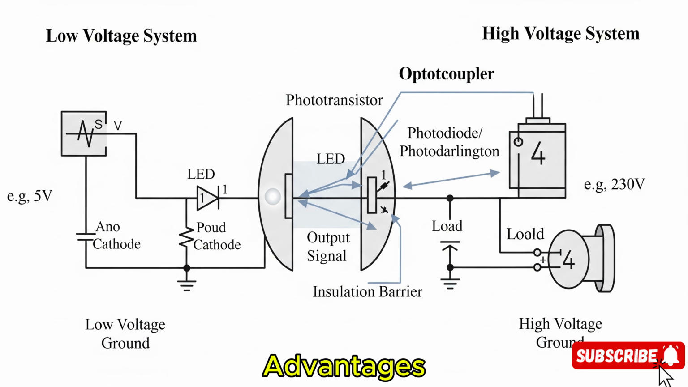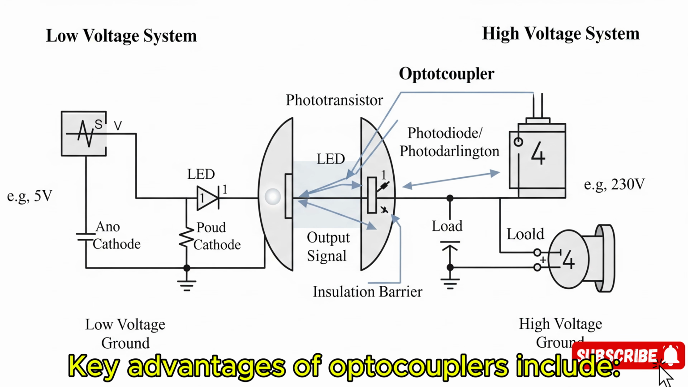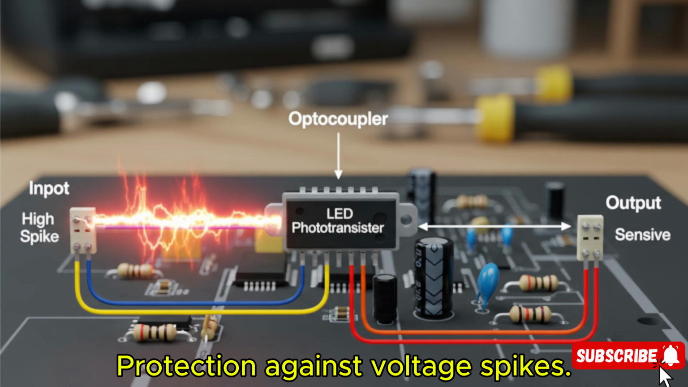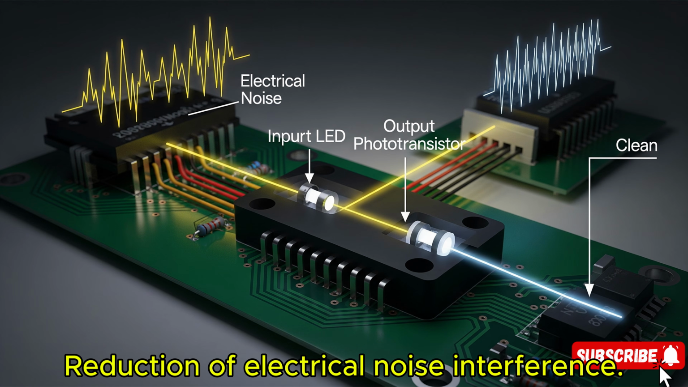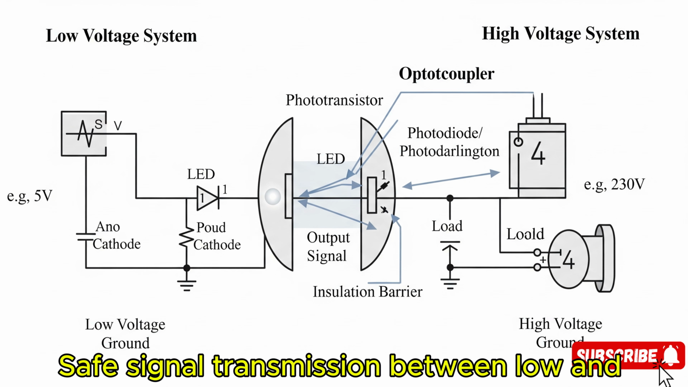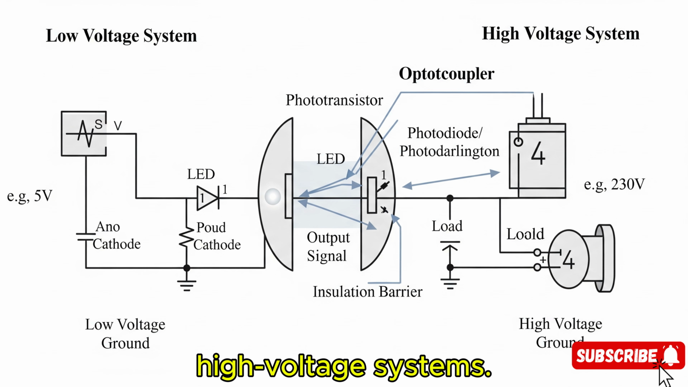Advantages. Key advantages of optocouplers include electrical isolation between circuits, protection against voltage spikes, reduction of electrical noise interference, and safe signal transmission between low and high voltage systems.